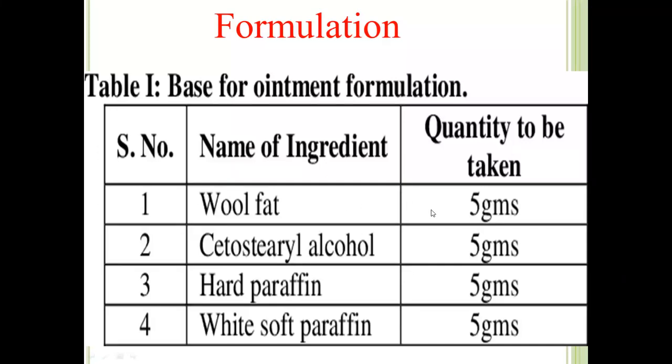Wool fat, quantity to be taken 5 gram. Then cetosterol alcohol 5 gram. Hard paraffin 5 gram. White soft paraffin 5 gram. So this is the ingredient table to prepare simple ointment.